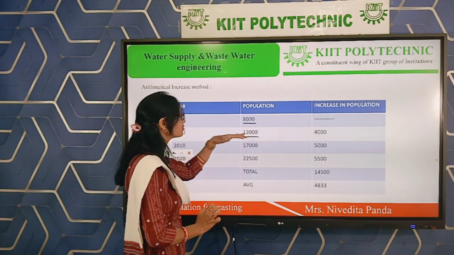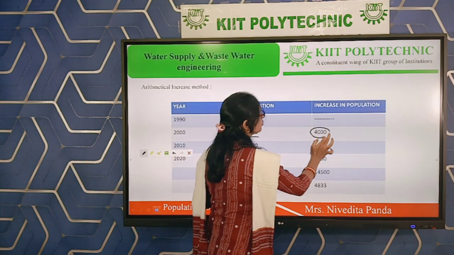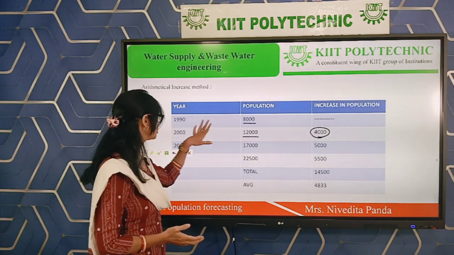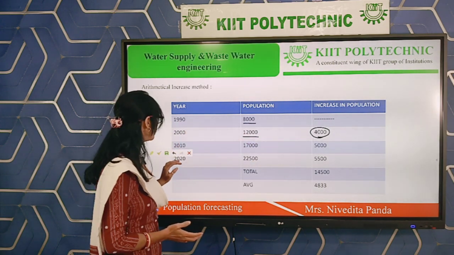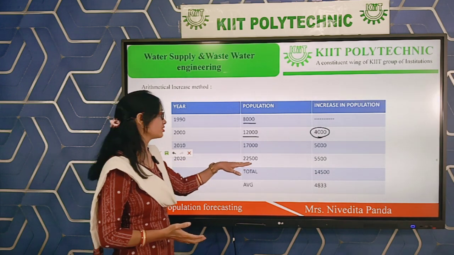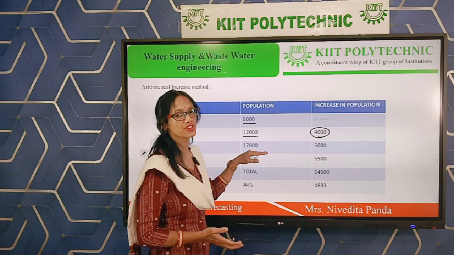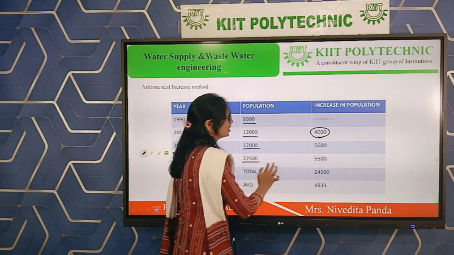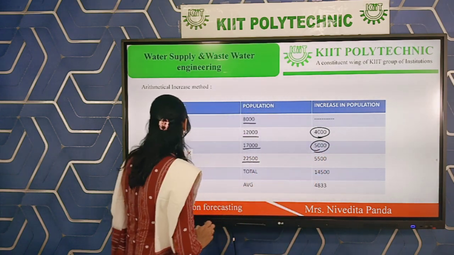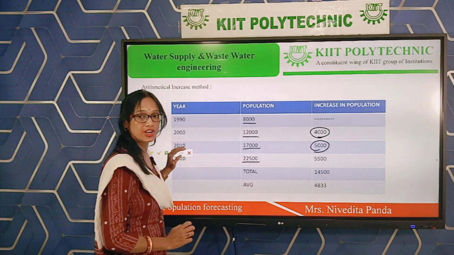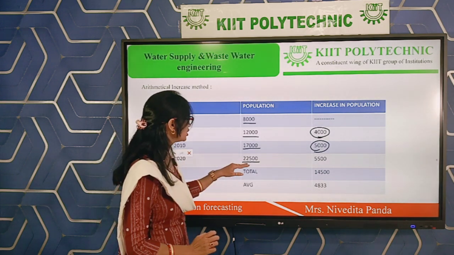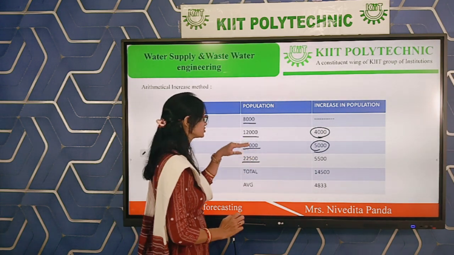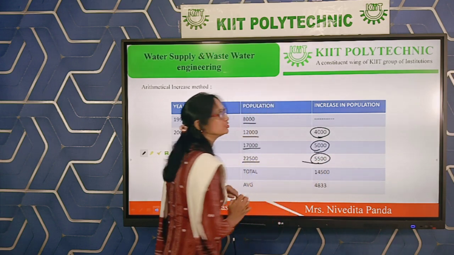When we subtract 8,000 from 12,000, we get 4,000. That is the increase in population in 2000 as compared to 1990. Then in 2010 the population is 17,000 and in 2000 it is 12,000, so the increase is 5,000. Then for 2020 and 2010, the 2020 population is 22,500 and the 2010 population is 17,000. When we subtract, we get 5,500.